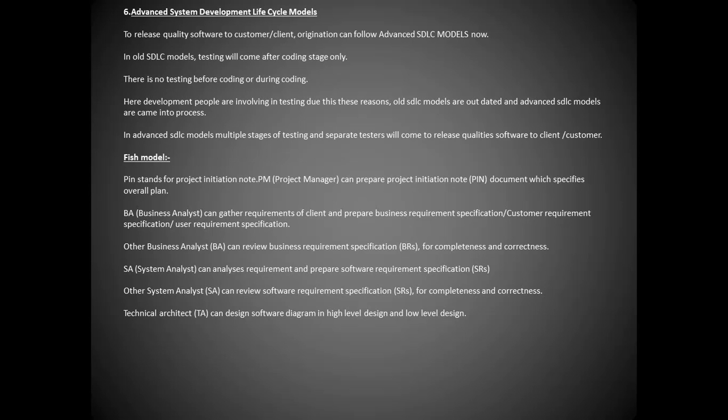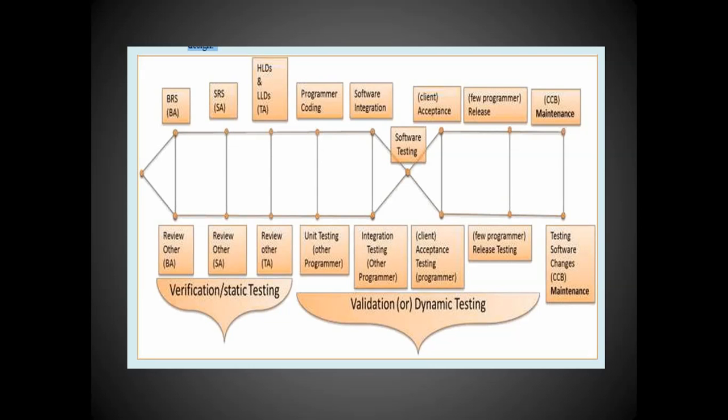They are going to design the high level designs and the low level designs. Why do other people review? To ensure the completeness and correctness. If we consider the structure of the Fish model, it is a fishbone-like structure, and because of that it is called the Fish model. Here I told you, the BRS business requirement specification document should be prepared by the BAs and reviewed by another BA. The reviewing part we call verification or static testing.